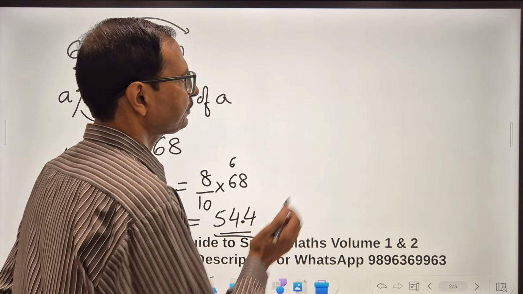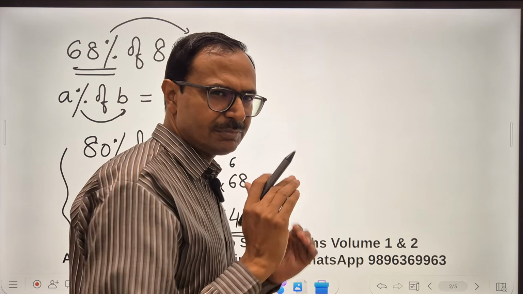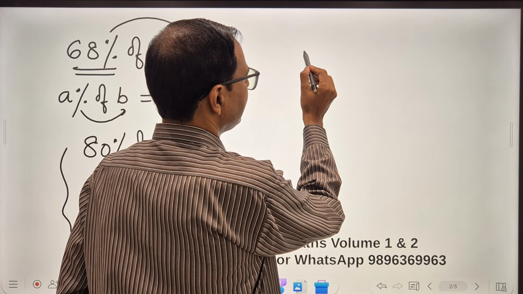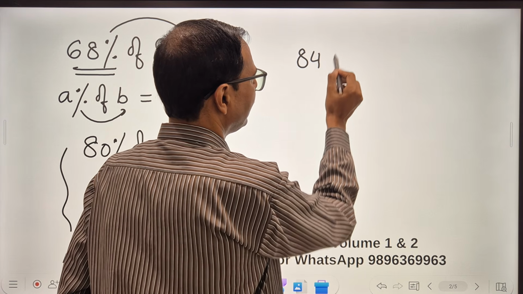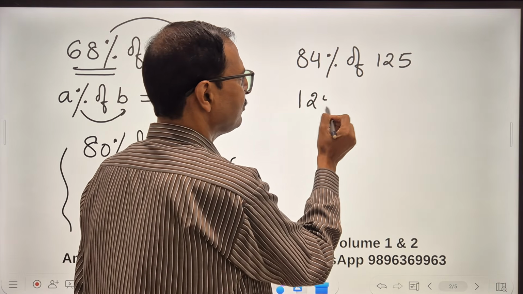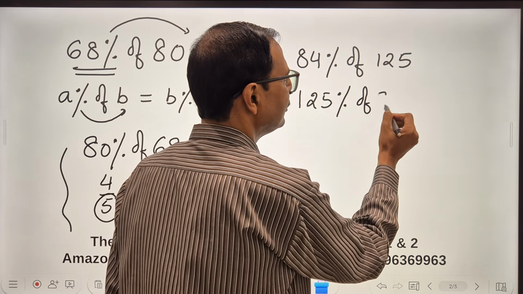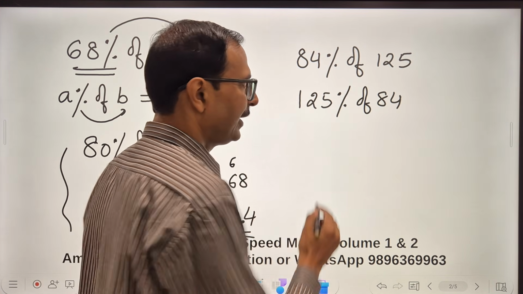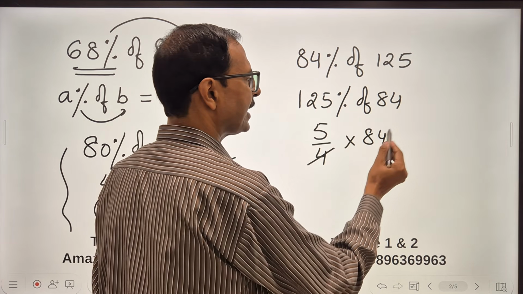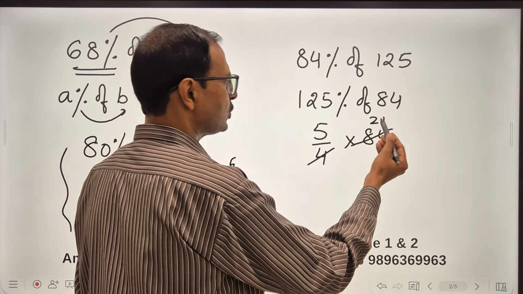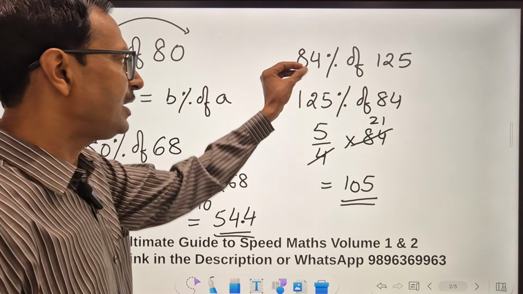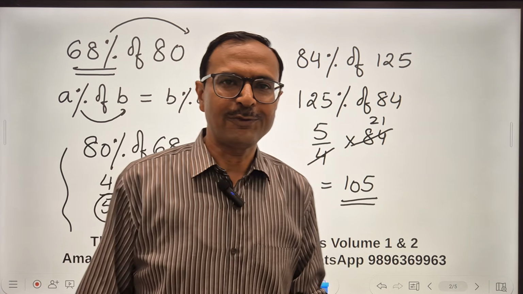Likewise, there are so many interesting examples. I can take one more. Let's take a special case where I have to do 84% of a number like 125. Now swap the percentage sign: 125% of 84, and 125%, if you know, is 5/4, and 5/4 of 84 will be 4 cancels out, and then 5 times 21 is 105. Now you can actually pick up the calculators and check. 84% of 125 will be 105.